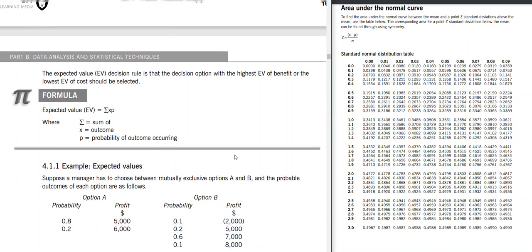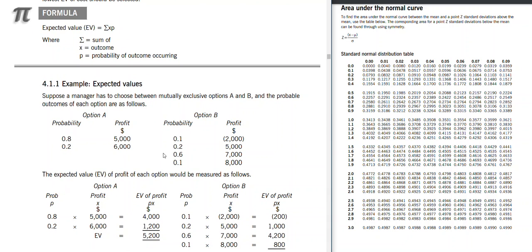And as an example here, we have a probability of 80%. We have an 80% chance that something will happen, and that is 5,000 profit. So 5,000 profit has an 80% probability, and 6,000 profit has 20% probability. We don't know whether 6,000 will happen, whether 5,000 will happen. This is the problem about the future.